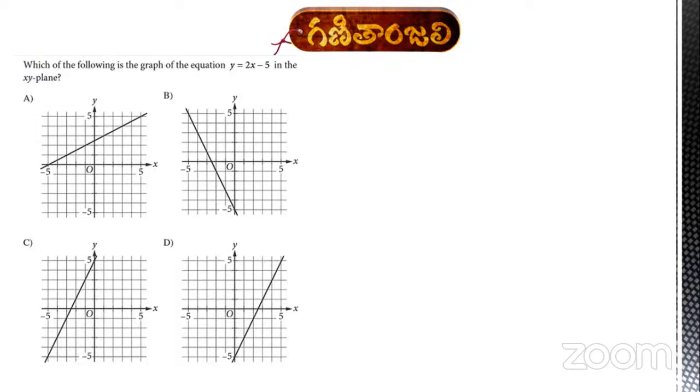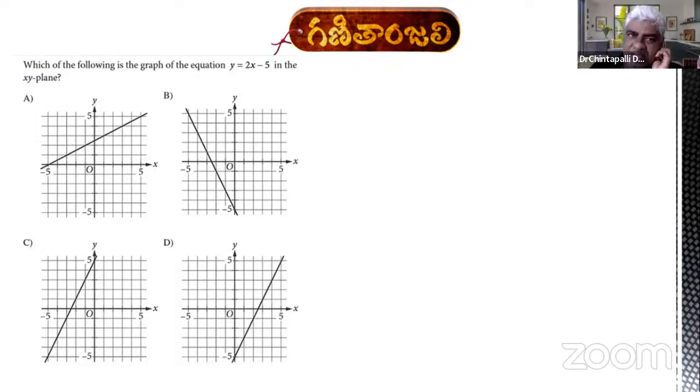Which of the following is the graph of the equation y equals 2x minus 5 in the xy plane?